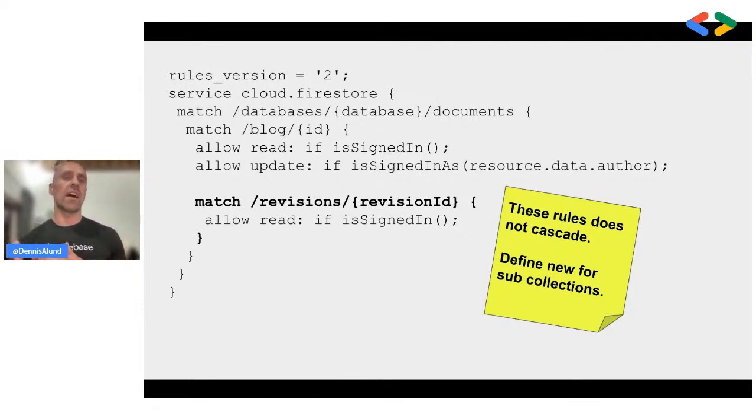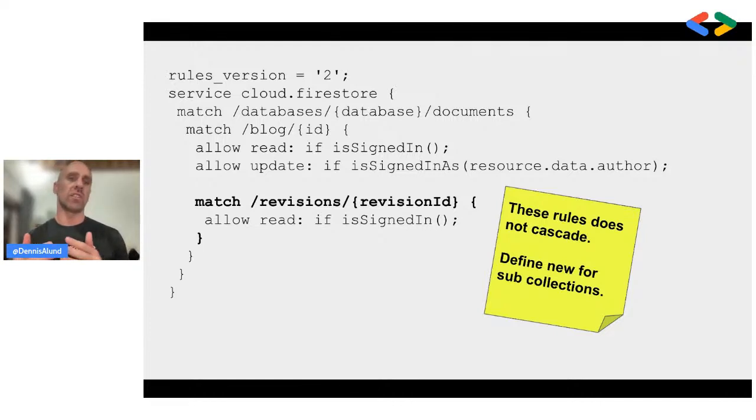So in this case, if I have a revisions sub-collection to each blog post, I declare a rule further down and say you're allowed to read the blog ID if you're signed in, and you're allowed to update it if you're signed in as the author. But if I didn't declare this revisions matching rule here, you wouldn't be allowed to read the revisions. So I need to explicitly say, if you want to read the revisions, you need to also be signed in. And this is, for me, recommended because you're more in control.